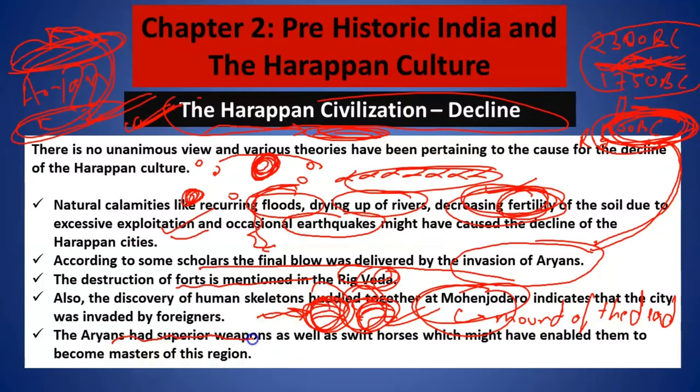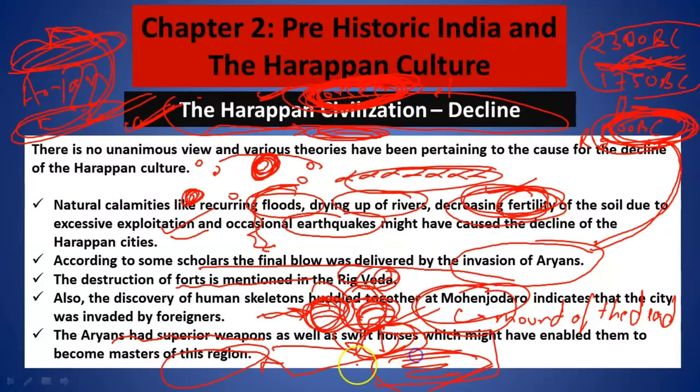And moreover, it is felt that the Aryans who came to India and attacked the Harappan civilization might have had swift horses. As we have already discussed, in the Harappan civilization there is nowhere a mention of horses. So maybe they were not aware of horses. They were aware of elephants. But horses are very swift. They are fast moving animals. So maybe Aryans had horses and then they might have become masters of these regions and they would have attacked. So still, once that script is deciphered, we will come to know a lot about this culture.